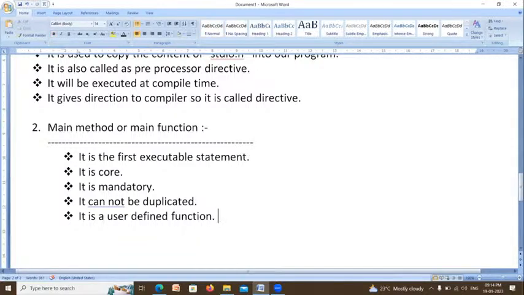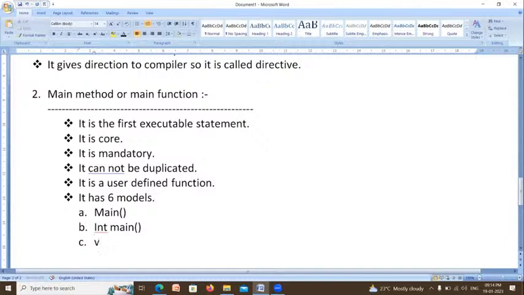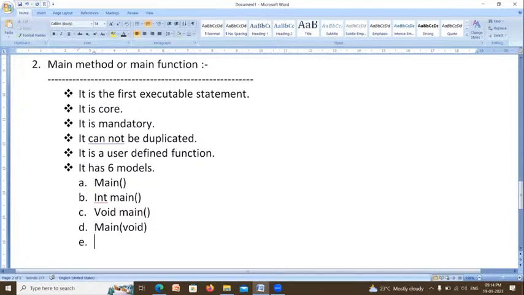We can write main function in 6 models. First model is you can write main, or you can write int main also, or you can write void main also, or you can write main of void also, or you can write int main of void also, or you can write void main of void also. You can write.